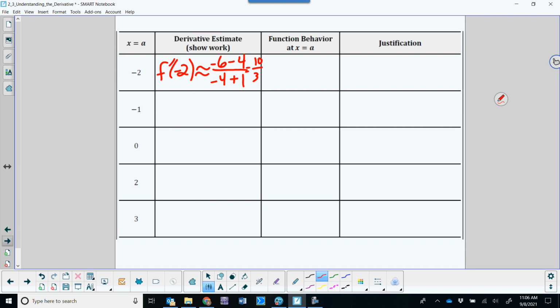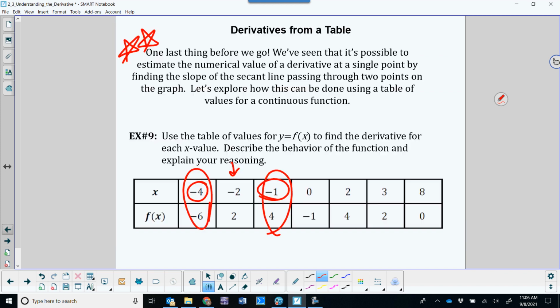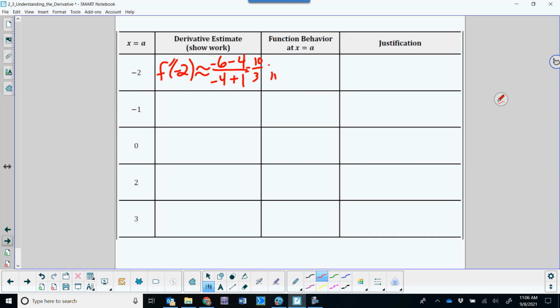Then the question says, what's the behavior of the function at a? Well, if you look at -2, you go from -6 to 2 to 4, so it appears to be increasing. And that is what we're going to write. So the behavior is that it is increasing right there. Okay, so it is increasing. And my justification is because the derivative at -2 is positive. That's actually going to be my reason. If the derivative is positive, the function is increasing. Okay, and you can see that when we look back at the graphs.